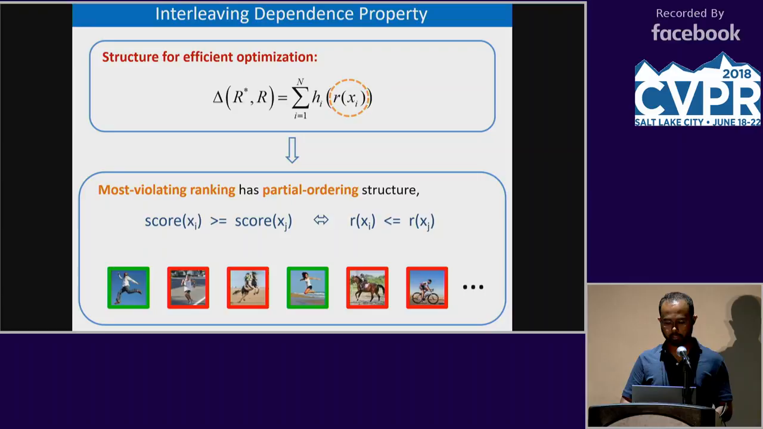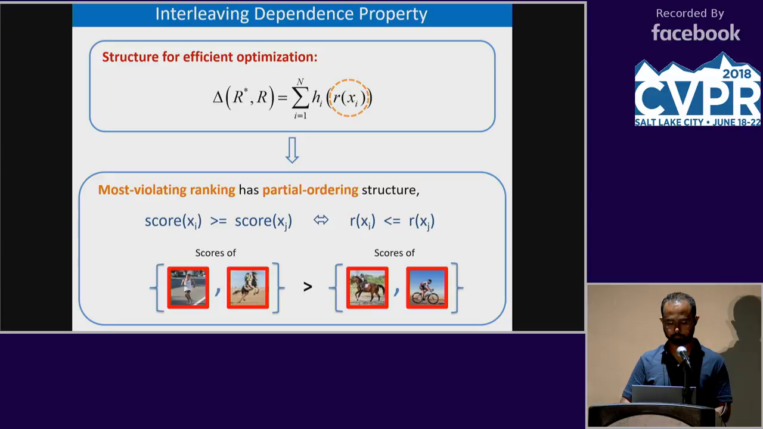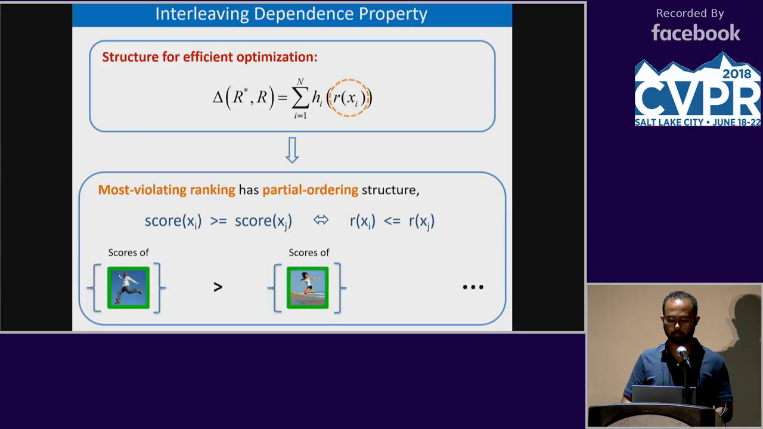For example, in this ranking, since the first two negative samples have an interleaving rank that is less than the next two negative samples, the scores of the first two should be greater than the scores of the next two. And similarly, this would also hold true for the positive samples.